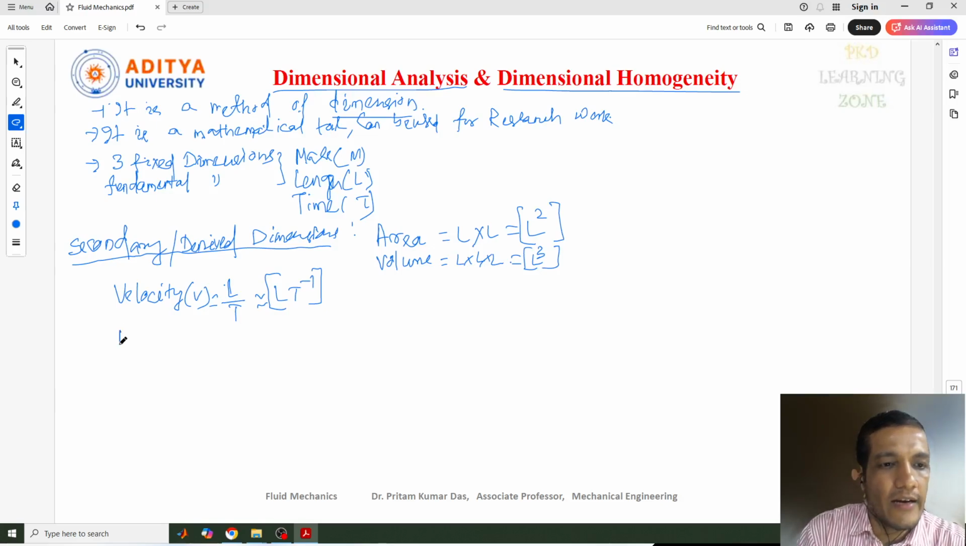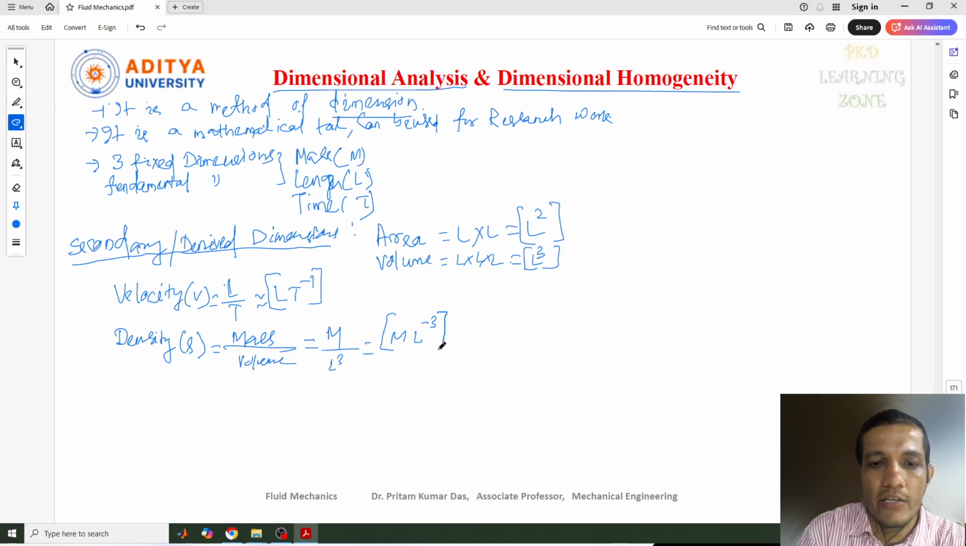Similarly, take the density of a fluid. These are some parameters I'm talking about. Density is denoted by rho, and it is known as mass per volume. Mass is M, and for volume we have already written L cubed. So now we can write M L to the power minus 3, inside a square bracket.